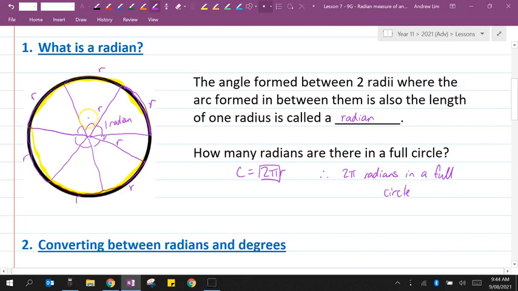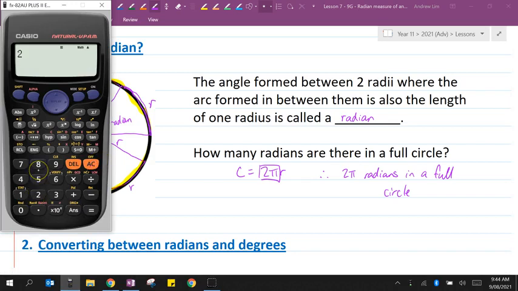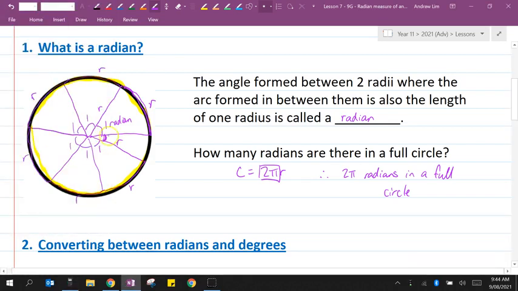So that's 1, 2, 3, 4, 5, 6, and a little bit. Well, 2 pi, if we put that in our calculator, is 6 and a little bit, 6.28. So that means this little bit here must be about 0.28 radians. I hope that makes sense of what a radian is. The radian is the angle that's formed when the arc length is the same length as the radius.